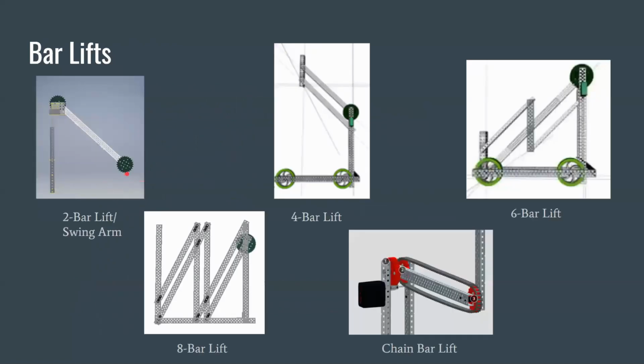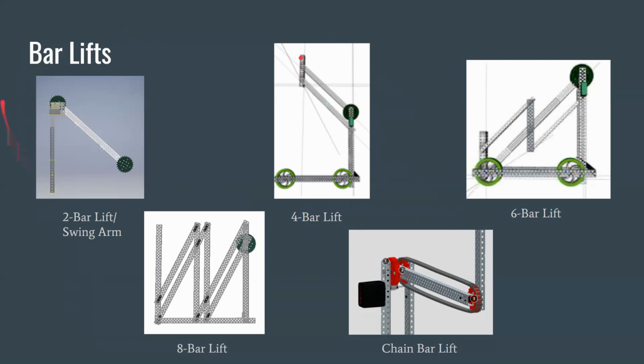So just to demonstrate how a bar lift moves, looking at this swing arm, it moves in this circular motion. And then for this 4-bar lift, it just moves up and down in the same way, but there's also these bars here which provide extra height.